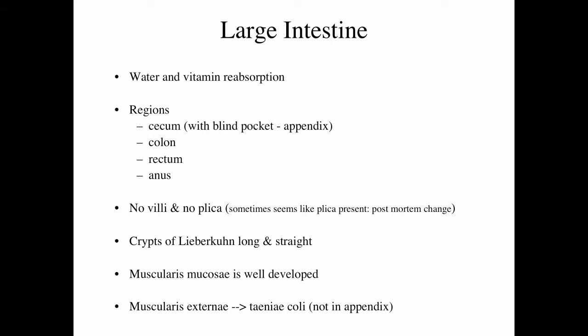The muscularis externa is fairly well developed in the large intestine, and in the colon itself you will identify very distinct taeniae coli. I'll show you those on a histologic section. There are no taeniae coli in the appendix.